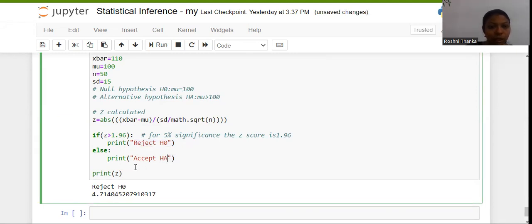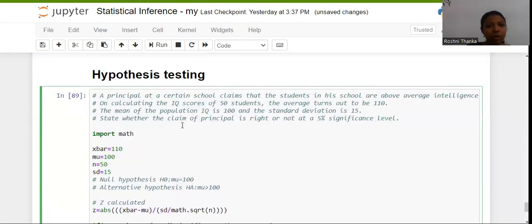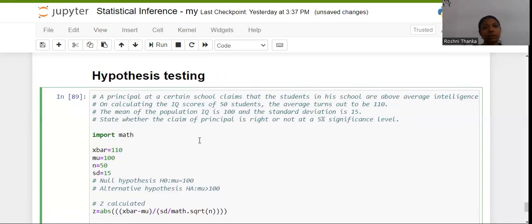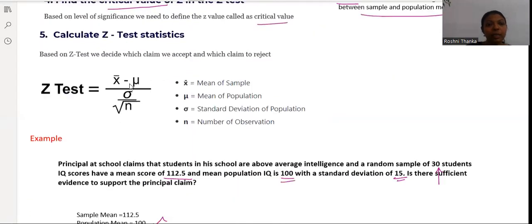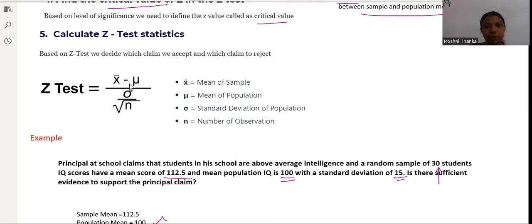So now we are going to reject the null hypothesis, and we say that what the principal said is correct. The z value we got is 4.714. This is how we can prove the claims we make, to check whether the claim we made is correct or not, and we can test it using hypothesis testing. Hope you understood. Using these different methods, we can take a sample, do some analysis over it, and the inference we get from that will be extended or generalized to the population.